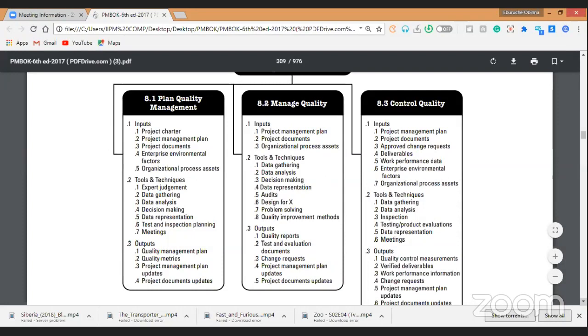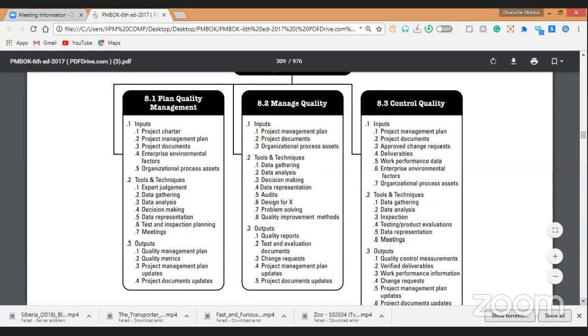So the first one, in summary, is plan quality management. In the inputs, we have the project charter, the project management plan, project documents, enterprise environmental factors, and organizational process assets. And since we've been hearing all of this over and over again, we'll keep hearing it in the inputs: project charter repeated, project management plan repeated, project documents repeated, enterprise environmental factors repeated, and organizational process assets repeated. But I want to ask a question, and I would like five people to make their contributions openly.